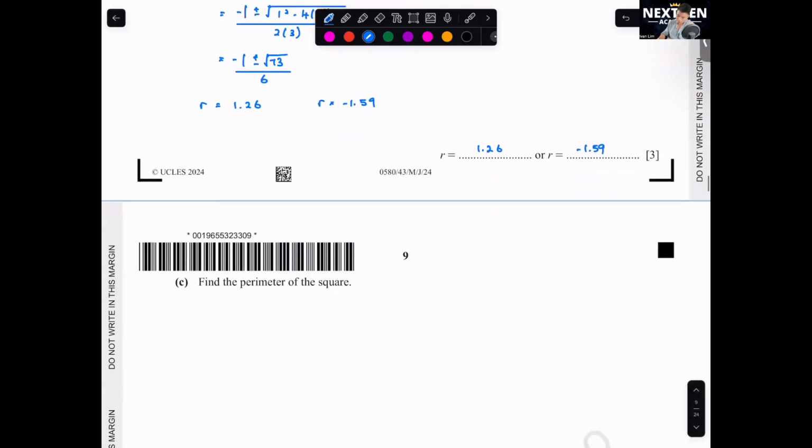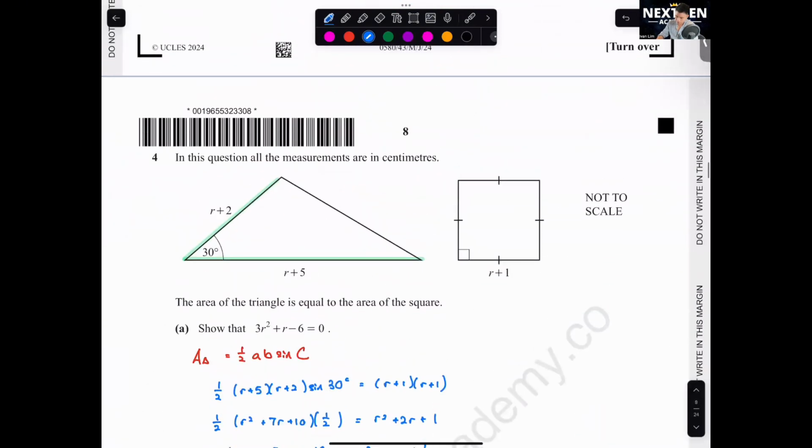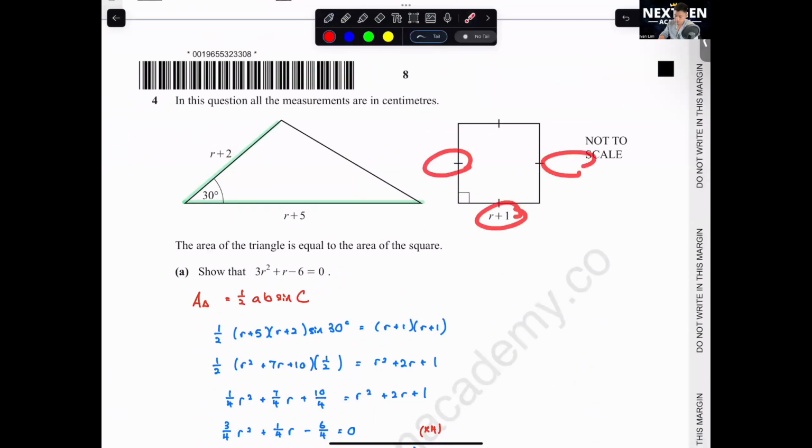Okay, next one. Find the perimeter of the square. Look at this. Perimeter: r plus 1, r plus 1, r plus 1, r plus 1. So this one you all have to use your logic. You got two r values. One of it is positive, one is negative. Can I use the negative value over here?